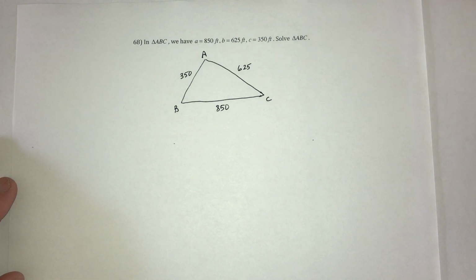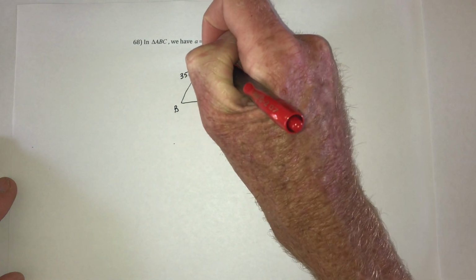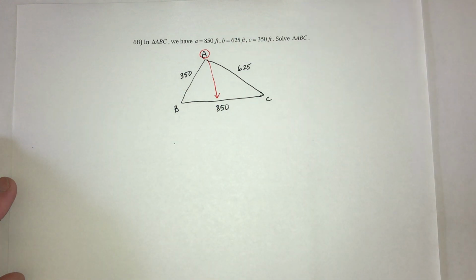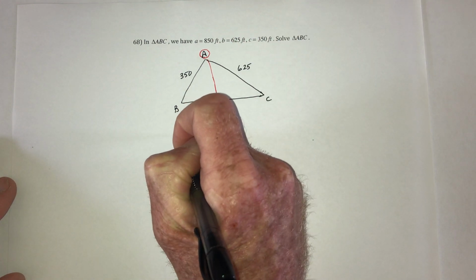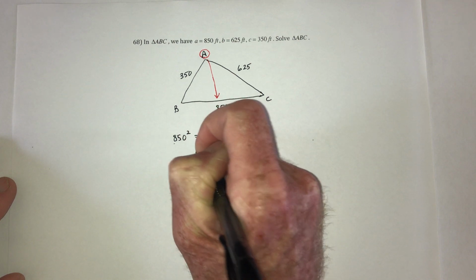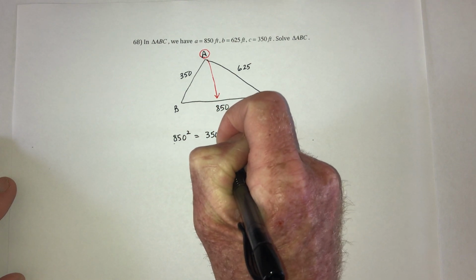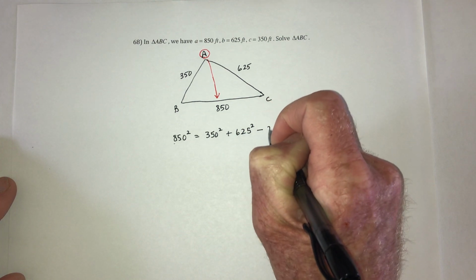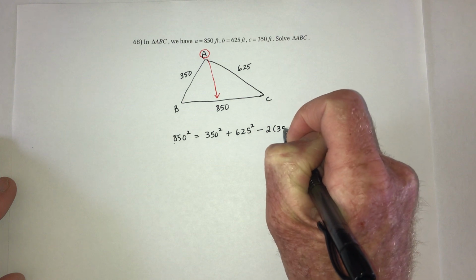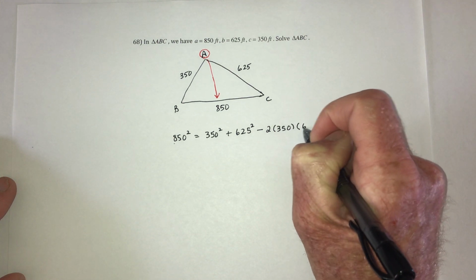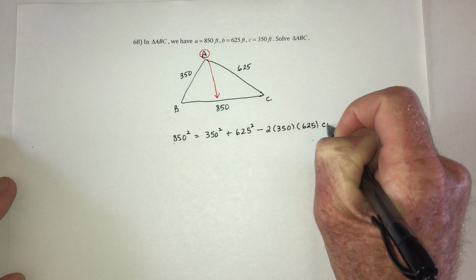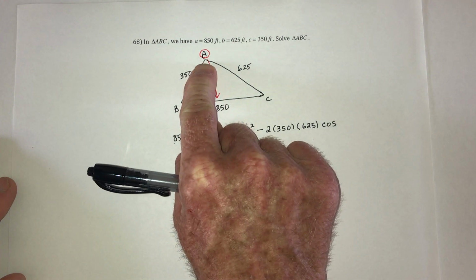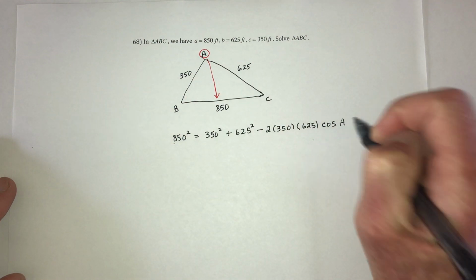Well, I'm going to use the law of cosines. So I'm going to start with this and go across from it. So law of cosines would say 850 squared equals 350 squared plus 625 squared, and then minus 2 times those numbers, and then cosine, whatever number this is, you have to go opposite of it and do cosine of that angle. So cosine of A.